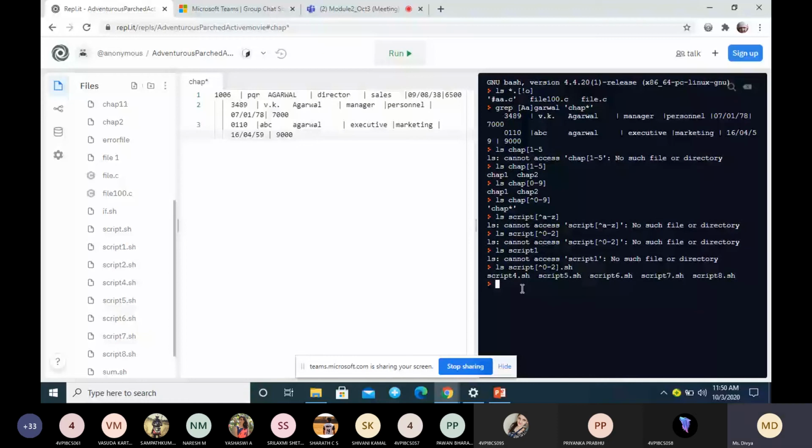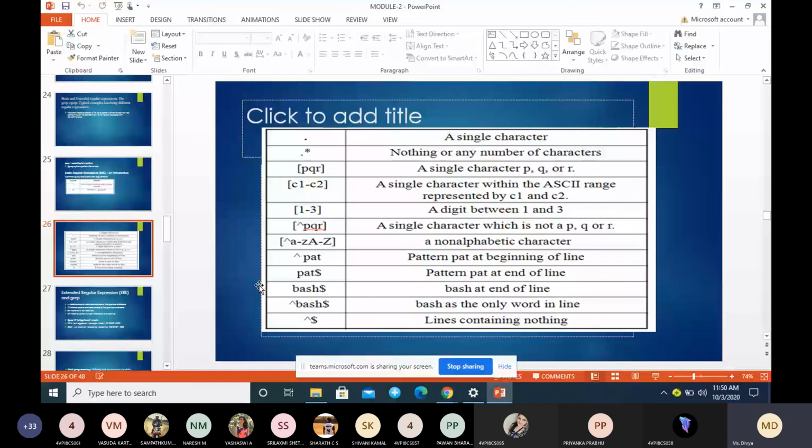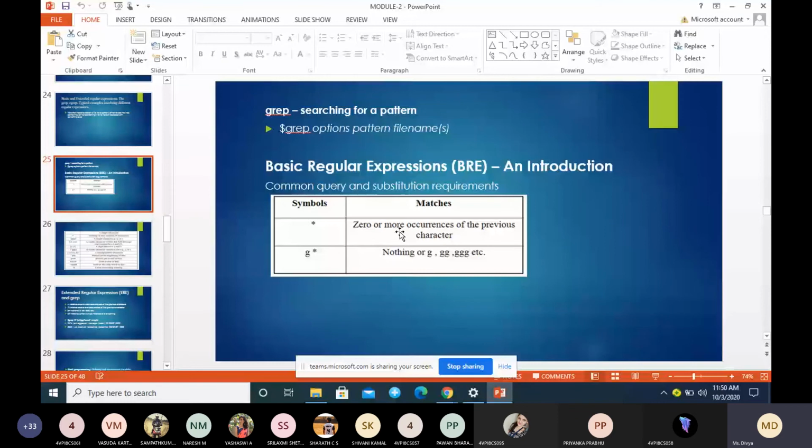So first, we'll go for the asterisk symbol. Next, we will discuss about asterisk, that is the star symbol. So what does the star tell? We already saw what the star tells. It will match zero or more occurrence of the previous character. If I give it like this, it will match zero or more occurrence of G.